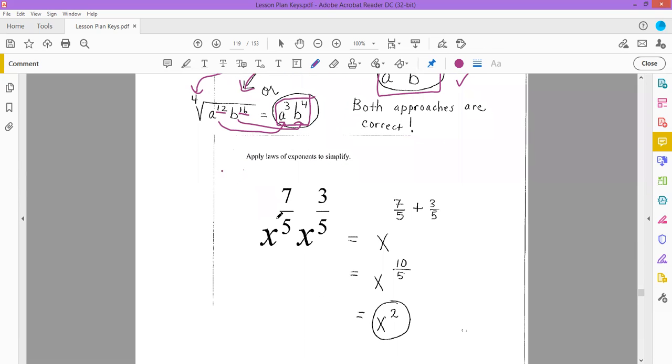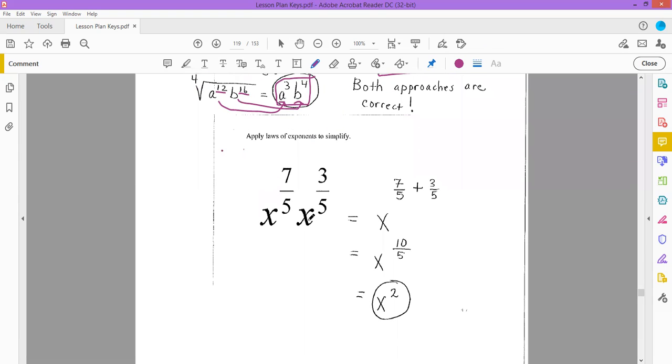Next, we have x raised to the 7/5 power times x raised to the 3/5 power. Now, when you're multiplying terms with the same base, you keep the base and add the powers. So we're adding 7/5 plus 3/5, which gives us 10/5. And 10/5 reduces. 10 divided by 5 gives us 2. So our answer is x squared.